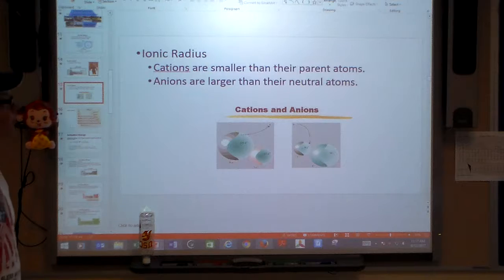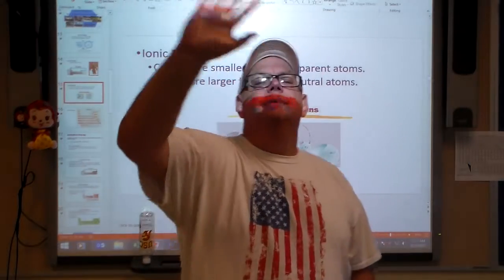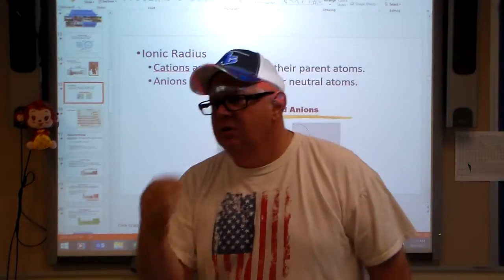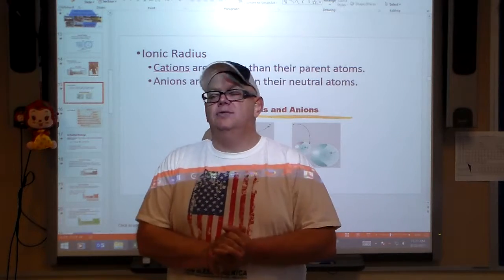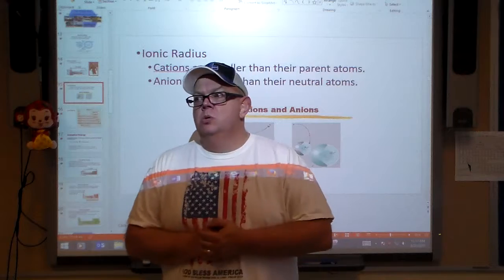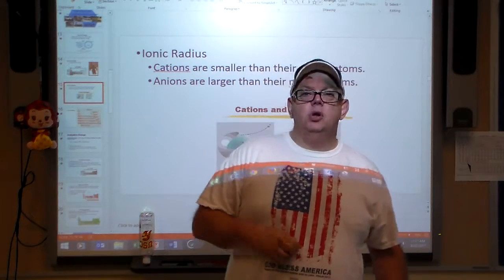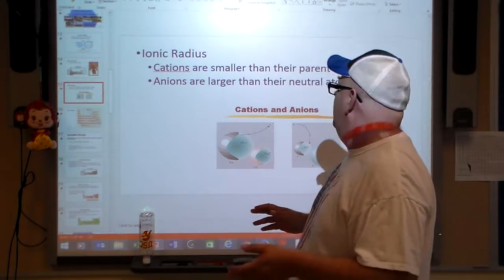So, we also have to look at ionic radius. Wait, ionic? Where are you going with this, Canu? Chill. Ion. Remember, an ion is an atom that has a positive or a negative charge. Well, how does an atom get a positive or negative charge? Well, you either pick up an electron or you drop an electron. That's it. So what goes on?